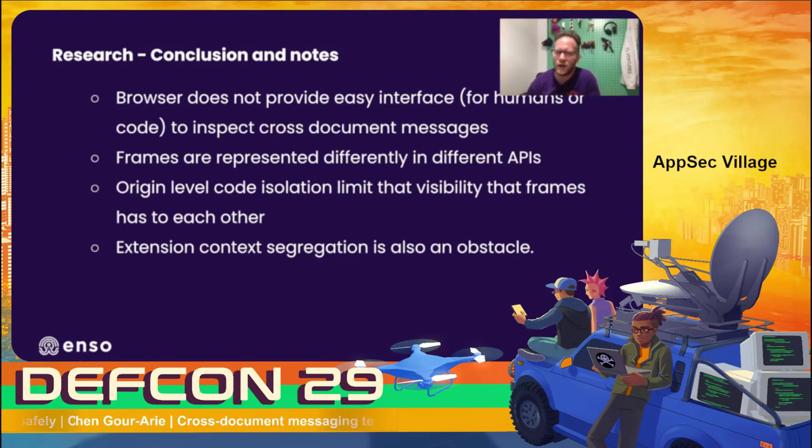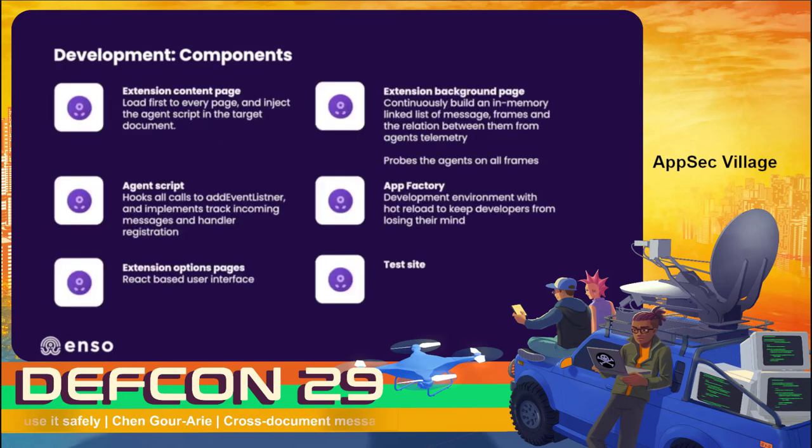If you run in userland, origin level isolation limits what you see, and then you need to find a way to work with this. And the same goes for extension context aggregation. It is also an obstacle in some cases, because the kind of feature that we are looking for in our tool is to be able to see things in all contexts, because we want to be able to see all this traffic and manipulate it. So with these lessons from our research, we were finally ready to think about our tool's components.